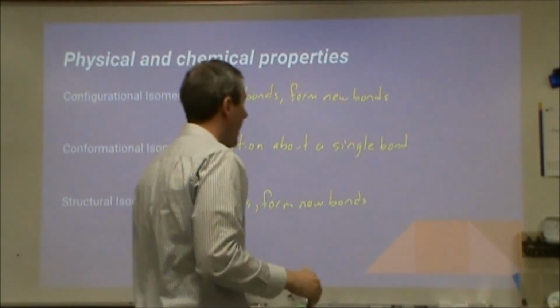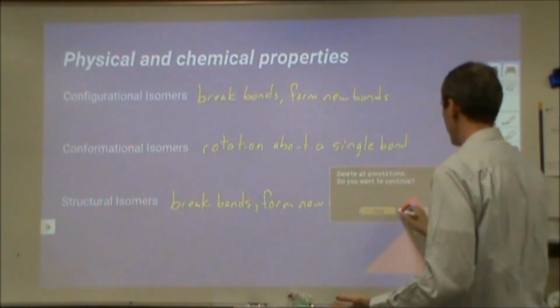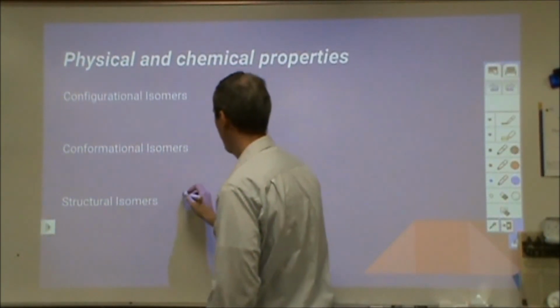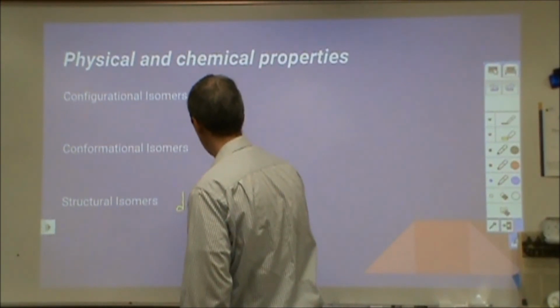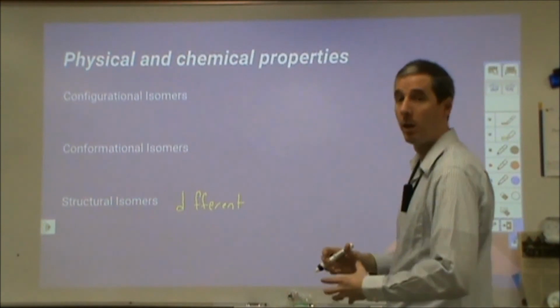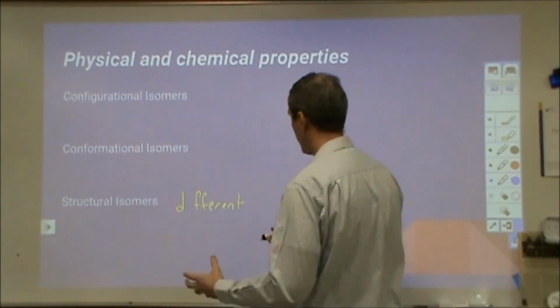And then, how do their properties compare? Now, structural isomers, those are literally different chemicals. So they're going to have different physical properties. They're going to have different melting points. And they're also going to have different chemical properties. They might have similar ones, because you have the same pieces, but they might be totally different.